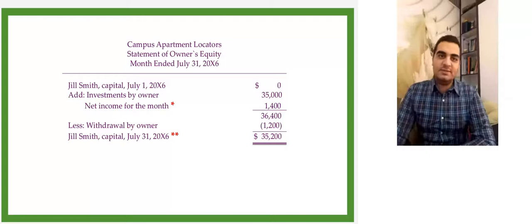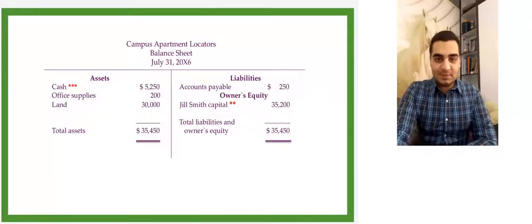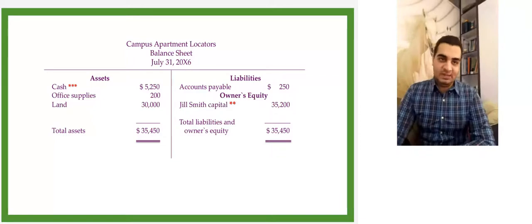The next one is the statement of owner's equity. First, we're going to bring Jill Smith's capital in the beginning of the period. It was 0. We had no capital. Then we're going to add investments and net income or net loss. If you have net income, we're going to add it to this amount. And if you have a net loss, we're going to subtract it from this amount. In any case, if we subtract withdrawals from it, we have Jill Smith's capital, July 31, 20X6, the end of the period, worth $35,200. We're going to use this capital balance in the next statement, which is the balance sheet.